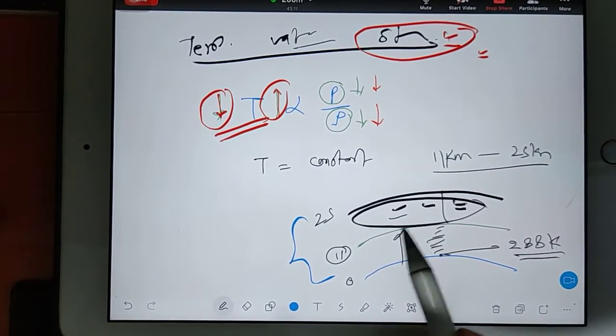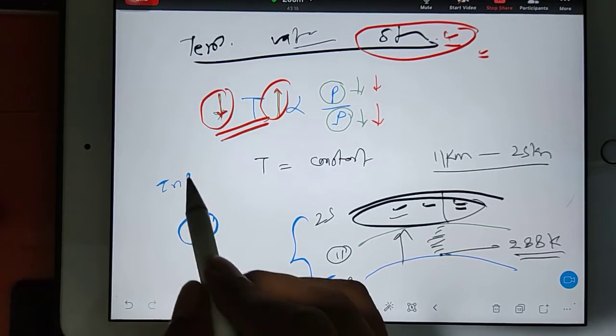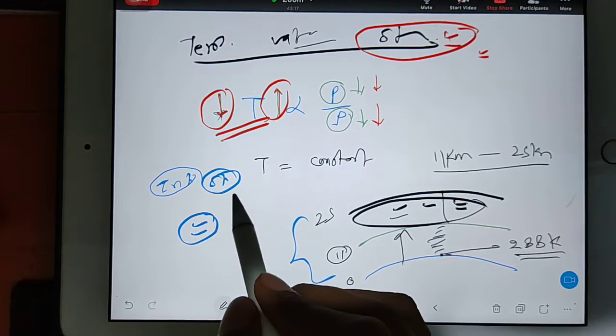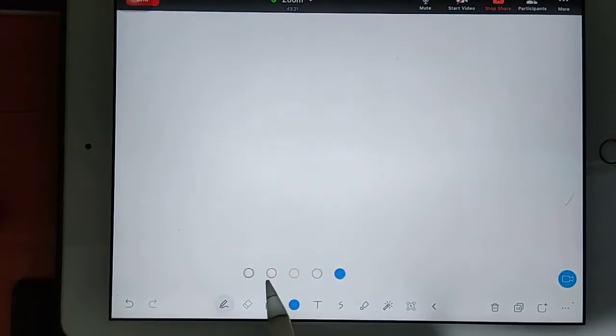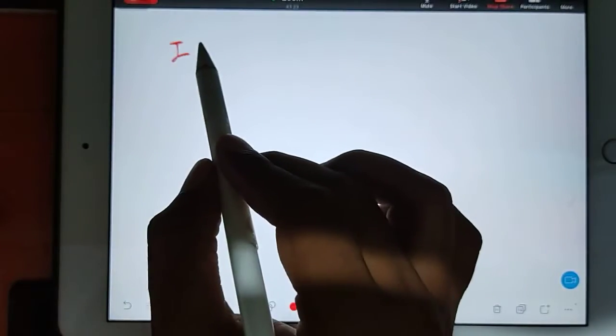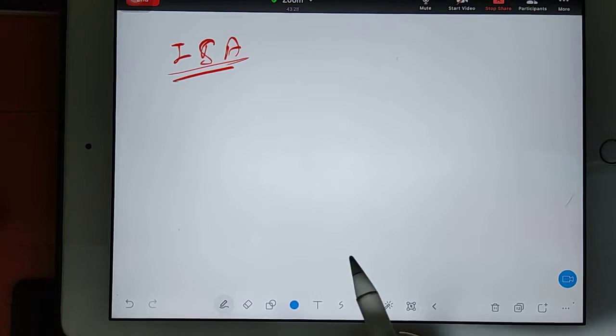Now we will start discussion about something called the international standard atmosphere. So what is that? Your next heading is international standard atmosphere. This is a very important topic of your exam.